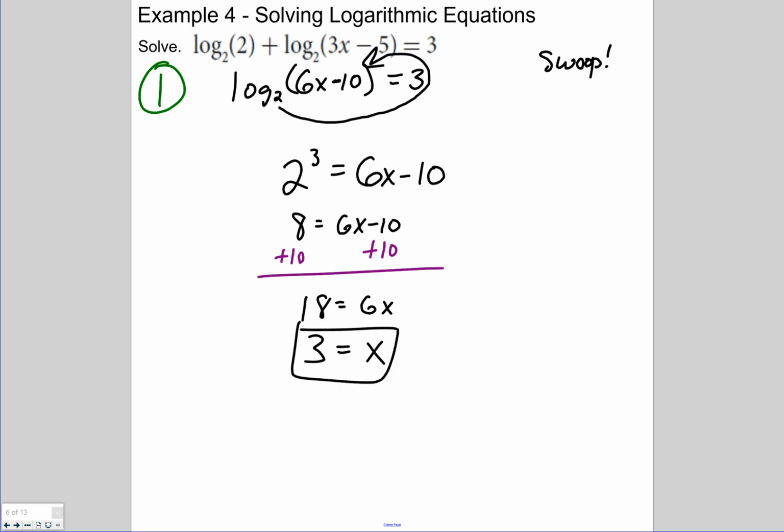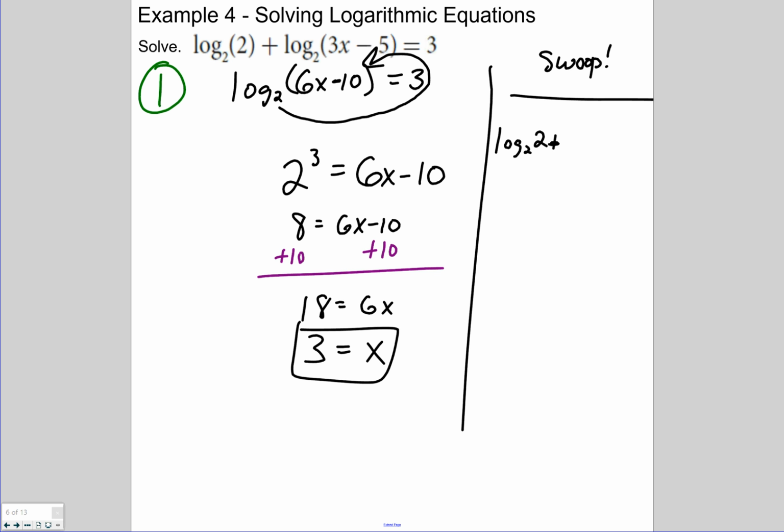Excellent. Do we know it's right? Let's check. I love it. Okay. Nothing happening here, right? There's no variable. So that's just going to be log base 2 of 2. We're good there. Plus, what's going to go next if I plug in my answer of 3?